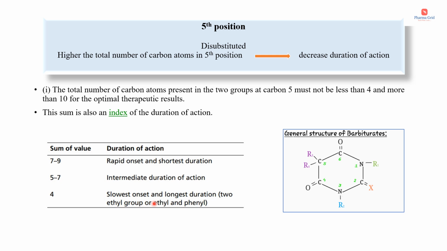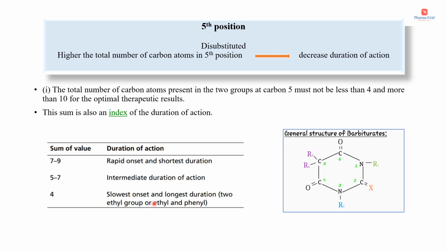So the point to be noted is that the fifth position must be di-substituted, and if the total number of carbon atoms in the fifth position is higher, it will decrease the duration of action. So this total number of carbon atoms as well as the duration of action is inversely proportional.